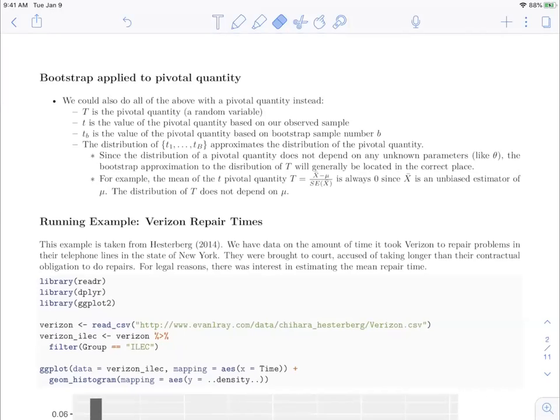So suppose that we're interested in a pivotal quantity T, and there are lots of possible pivotal quantities, but I think it's helpful to have in mind a t statistic. So for example, maybe T is equal to the estimator theta hat minus the true parameter theta, over the estimated standard error of theta hat. This is our most commonly used pivotal quantity in a variety of settings. So capital T is this pivotal quantity.